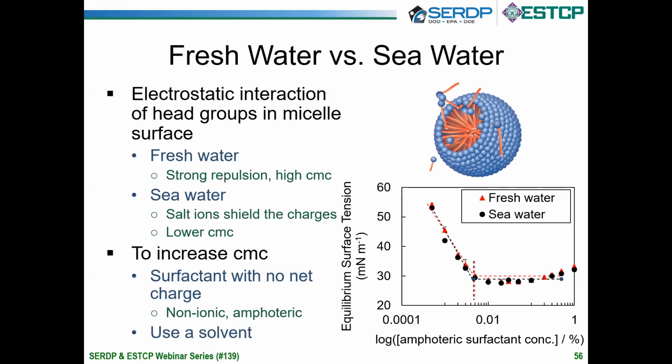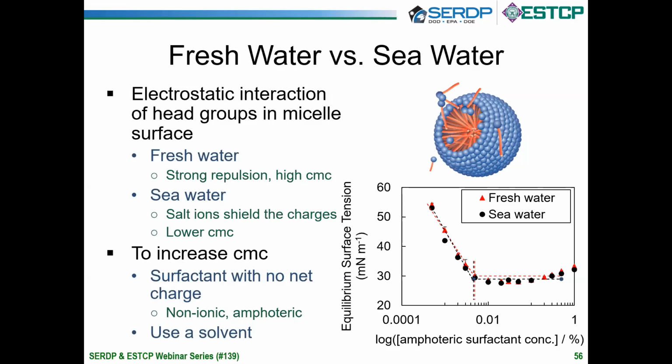Now the mil spec that we're trying to pass is a fresh and seawater spec, so we need to find a way to get good foam in seawater. And the way to do that is to increase the CMC. The graph on the right shows another surface tension against concentration graph, but this time it's an amphoteric surfactant, so it has no net charge. And now you can see the two graphs are almost exactly the same. So by switching the type of surfactant from a charged to either a non-ionic or a zwitterionic amphoteric type, we can get better foam qualities in seawater.